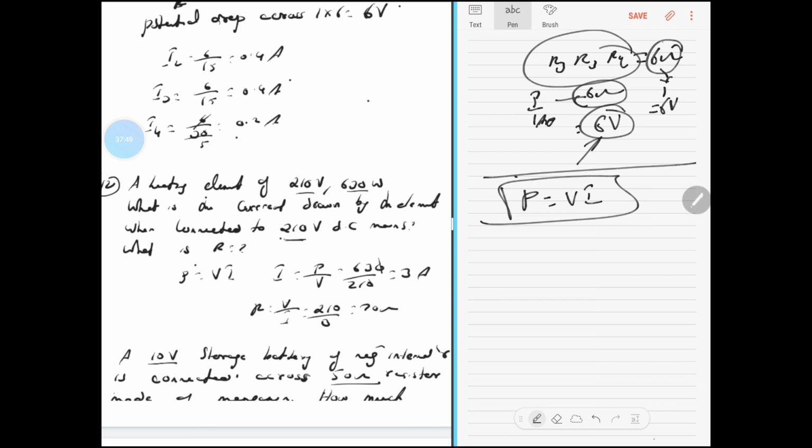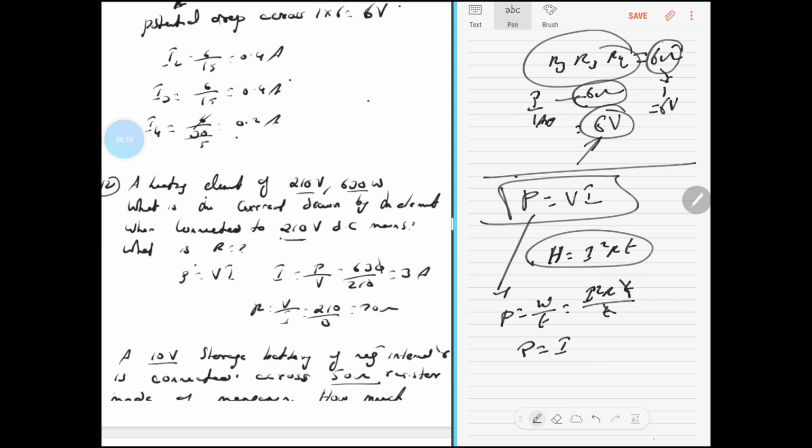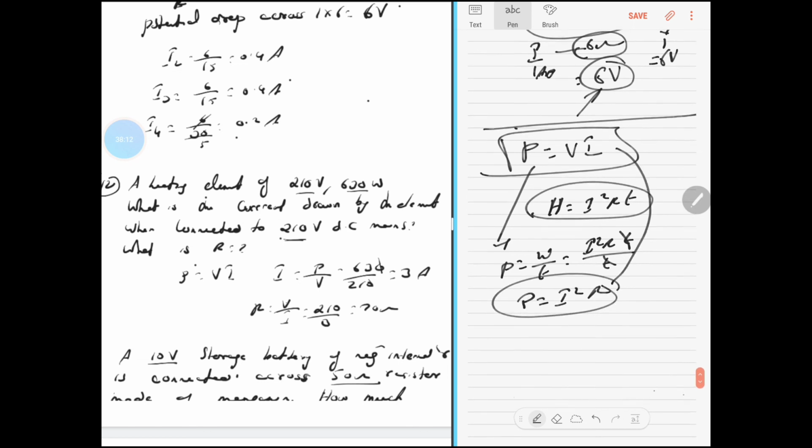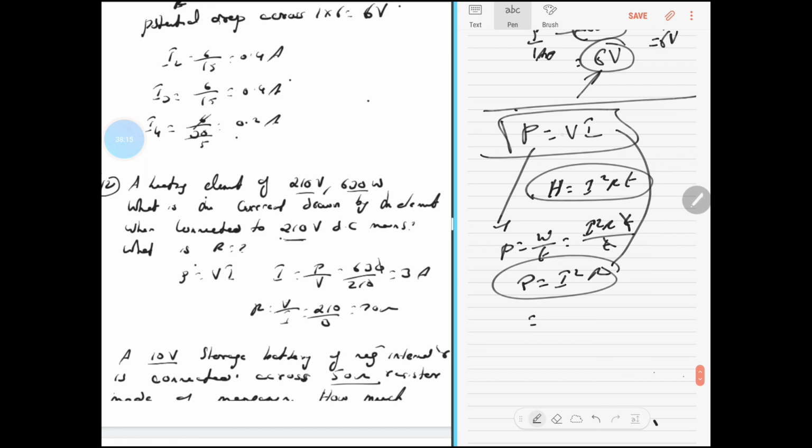Okay, you've learned this, right? You've learned all this here. The heating effect is I square RT in 10th standard, and the heat produced is nothing but work done. So power is the rate at which work is done. So I square RT by T. So power is nothing but I square R. So you have two formulas, because you know that V is also IR. So if you plug in IR here, it will become I square R. And I is also V by R. So you can write V square by R square times R, so it's V square by R.